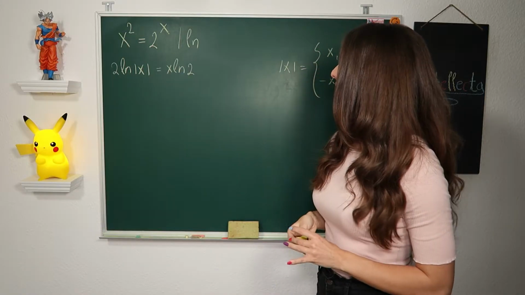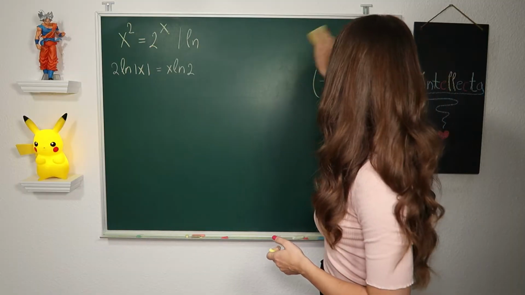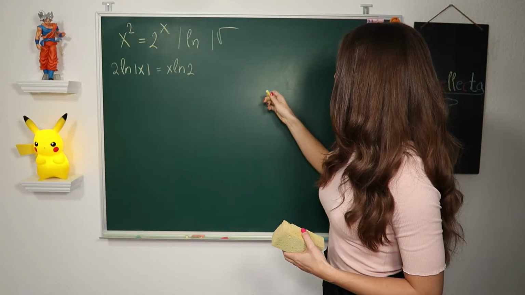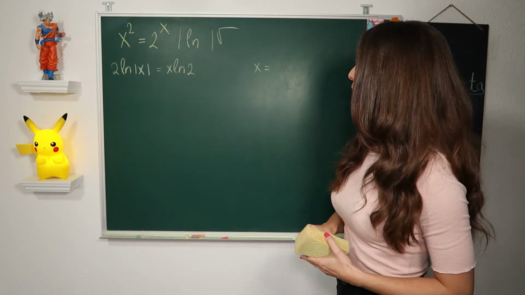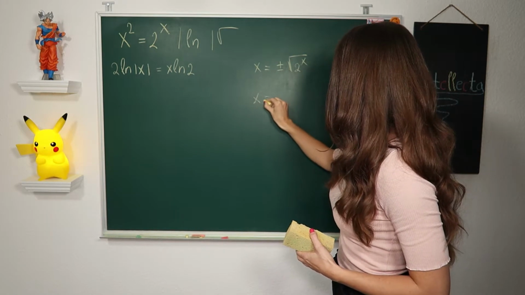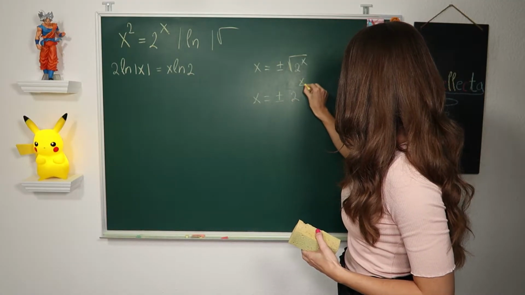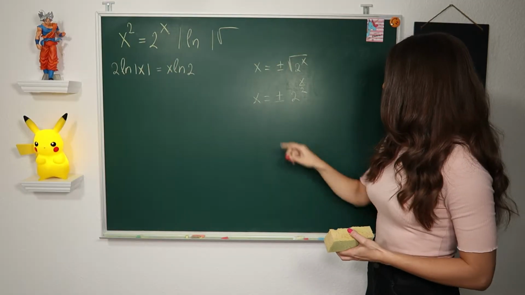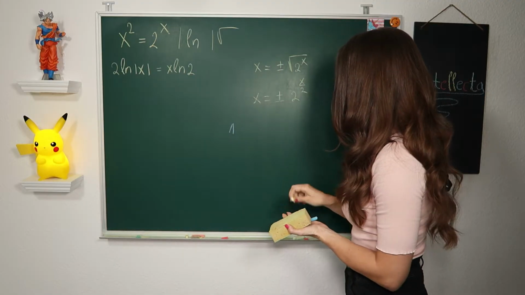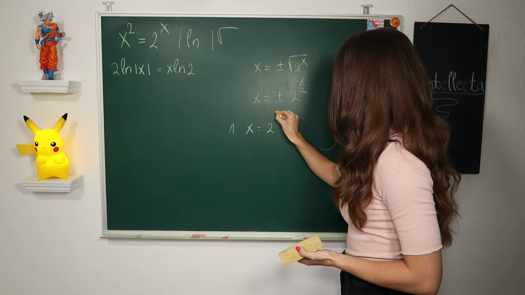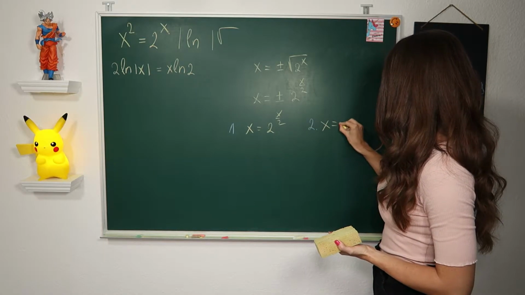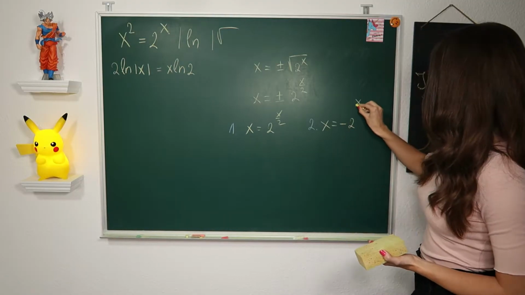And now the second method, if you take the square root of both sides, you will get this. So let's say we took the square root of both sides, and we have x is equal to what? Plus minus square root of 2 to the x. And it's the same as plus minus 2 to the x over 2. Am I right? And now, you have two cases as well. The first one, x is equal to 2 to the x over 2, and the second one, x is equal to negative 2 raised to the x over 2.